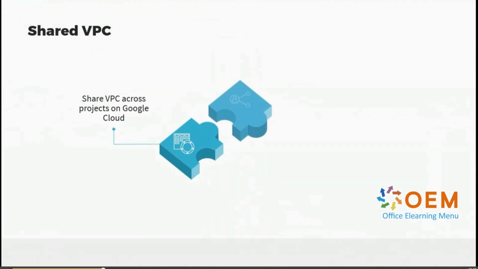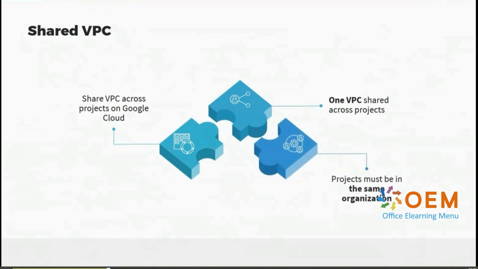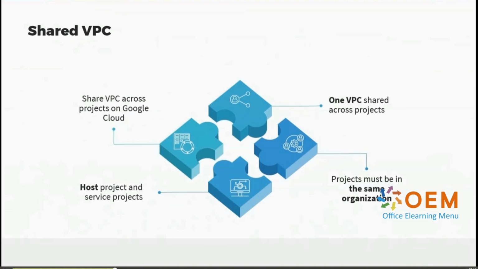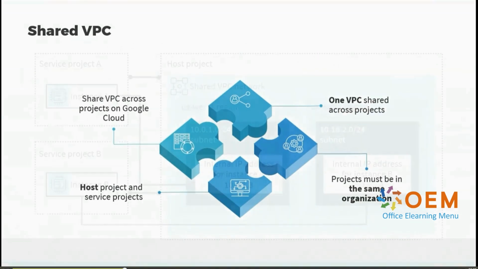To summarize, we use shared VPC across projects on the Google Cloud. In this particular feature, we have one VPC which spans multiple projects. Shared VPC will only work with projects that are in the same organization. And importantly, there are two types of projects. We've got to designate one host project. This is the project which owns the VPC network and the associated resources. In addition, there are service projects. These are projects that use the VPC network resources from the host projects.